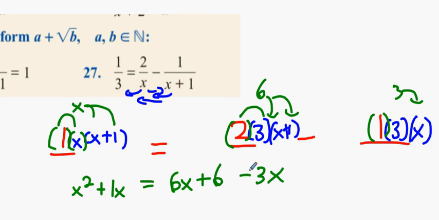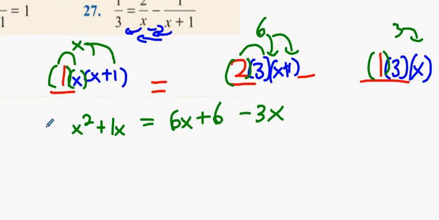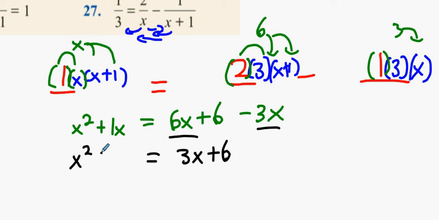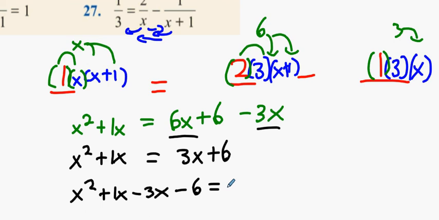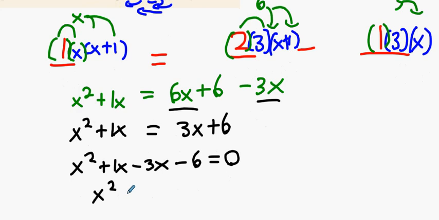Nearly there. What now? Alright, tidy up. 6x, take away 3x. Plus 6, good job. Now, bring it all over one side. X squared plus 1x. Bring the 6 as well. Now, x squared minus 2x minus.